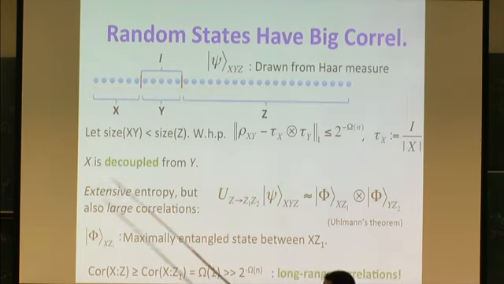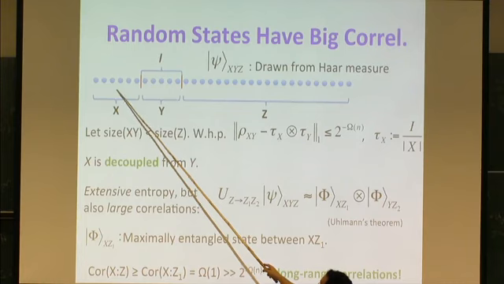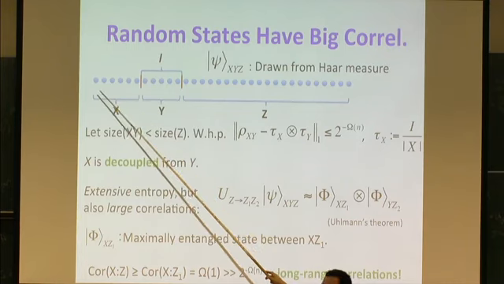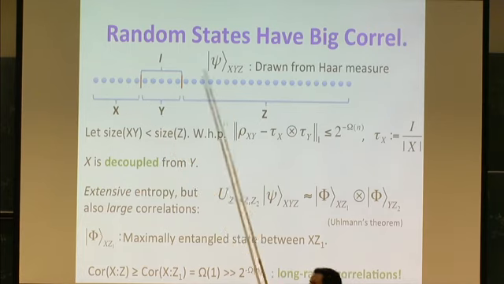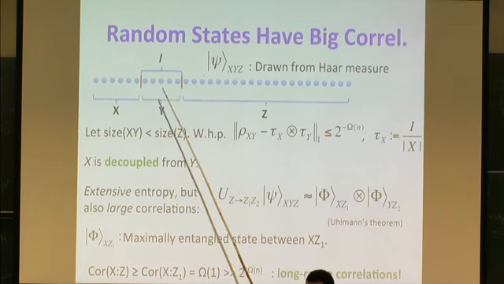So the strategy would be this one. For any state we're given, we make a measurement on x to try to make the post-measurement state close to a product with y. Then, if we can do this in the right way, there will be correlations, provided the entropy of x is sufficiently big.